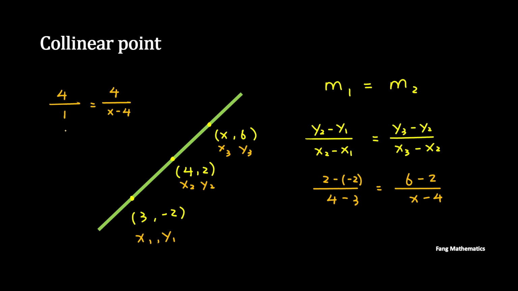So let's take the reciprocal of both sides. You should have 1/4 is equal to x minus 4 over 4. So we are to multiply both sides by 4. That gives you 1 is equal to x minus 4. And add 4 to both sides. You should get your final answer as x is equal to 5. And we find the coordinate of x as 5.